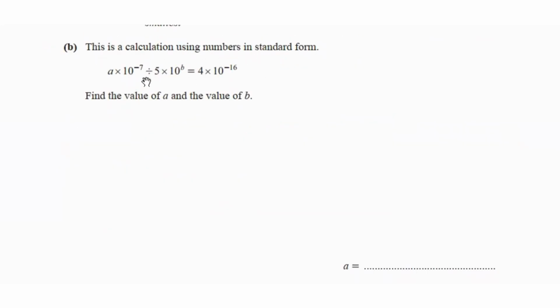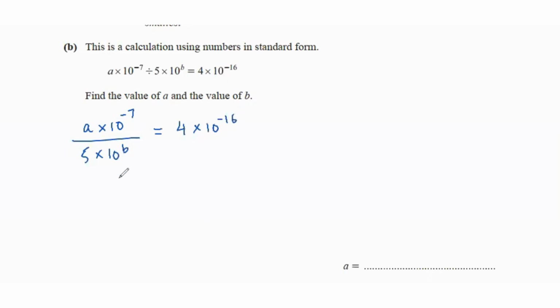This is a calculation using numbers in standard form. a times 10 to the power of negative 7 divided by 5 times 10 to the power of b equals 4 times 10 to the power of negative 16. Find the value of a and b. So let's rewrite this as a times 10 to the power of negative 7 divided by 5 times 10 to the power of b equals 4 times 10 to the power of negative 16.